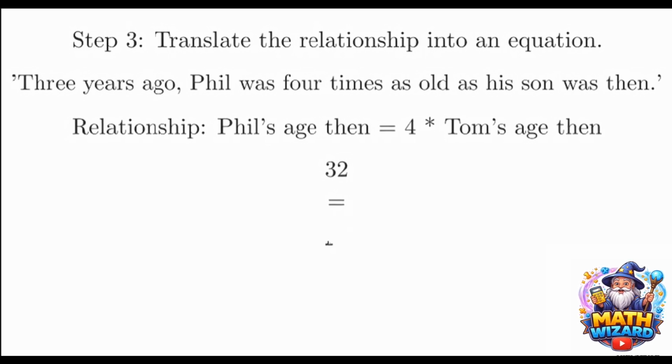Next, 4 times as old as his son. Times means multiplication, so this is 4 times Tom's age then. And what was Tom's age then? From our table, it was t minus 3.